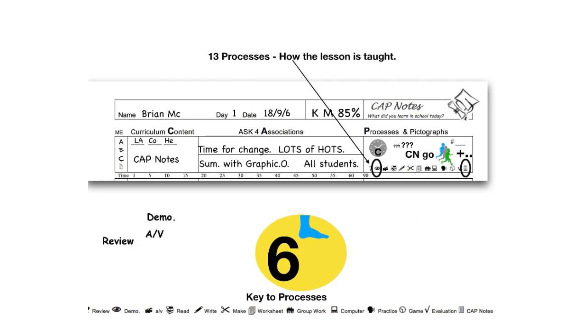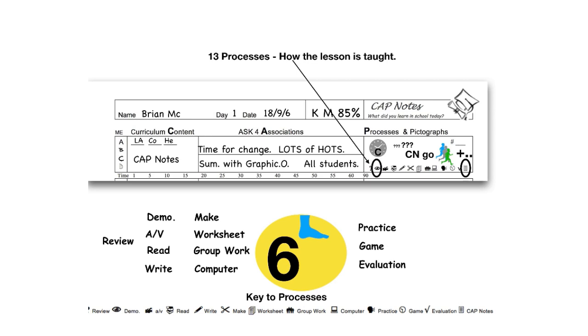Think of a process as an activity. There are 13 processes. Each represents what teachers do in a lesson. Each cap note has a key to the 13 processes on the bottom of the sheet. Number processes in order of presentation.